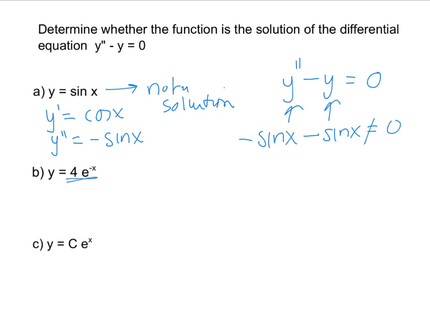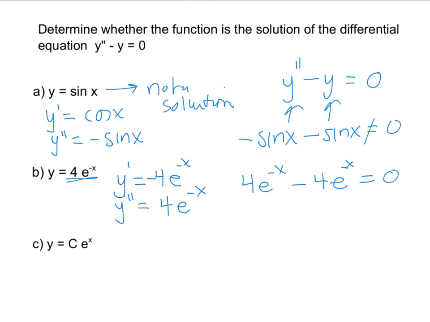Now this one, on the other hand, I'm still using the same thing, y double prime minus y. So if I take the derivative, that's going to be e to the negative x times negative 4. And then y double prime will be positive 4e to the negative x. And so when I put that in there, 4e to the negative x minus 4e to the negative x does equal 0. So this is a solution.